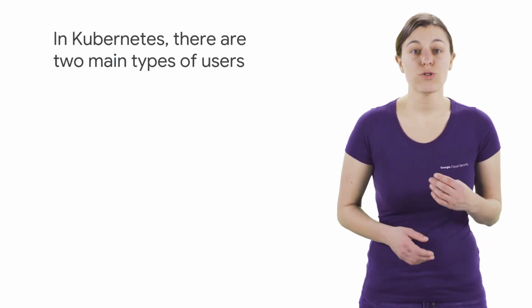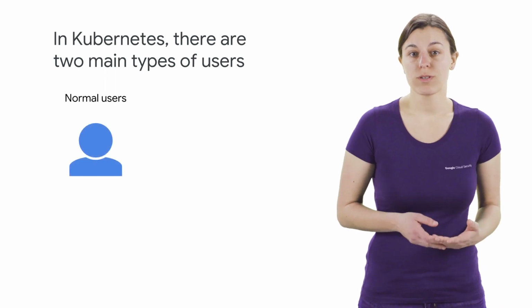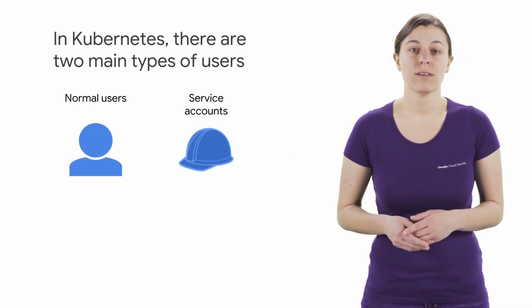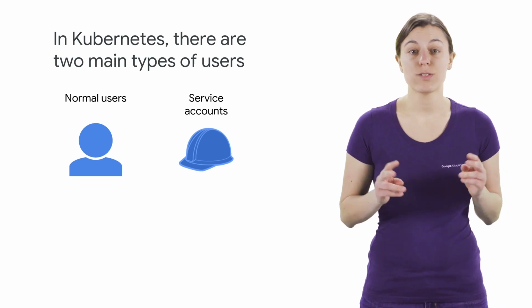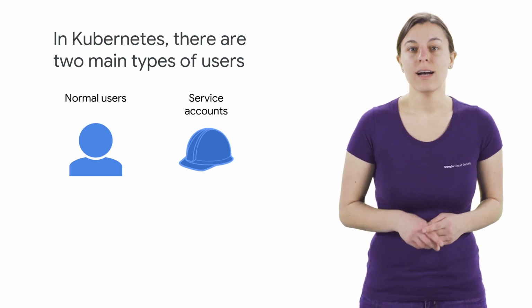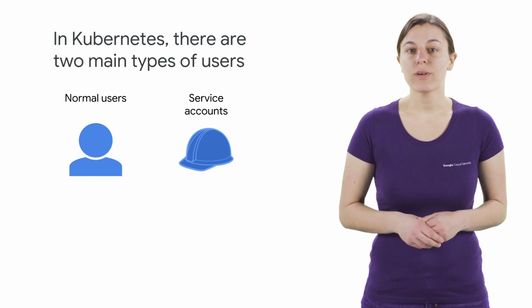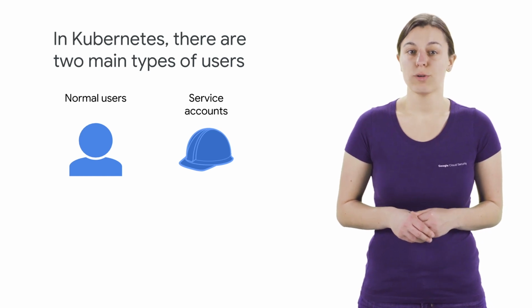In Kubernetes, there are two main types of users: normal users and Kubernetes service accounts. Be careful here. Both Google Cloud Platform and Kubernetes have an entity called a service account, but they're not the same. I'll explain the difference in a minute. For now, keep in mind that your day-to-day focus will be on normal users.